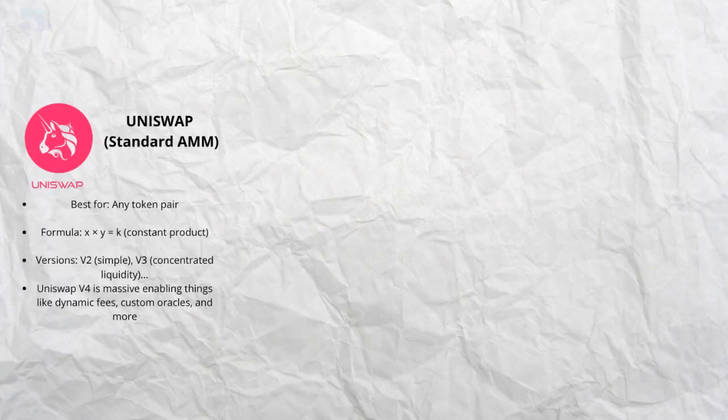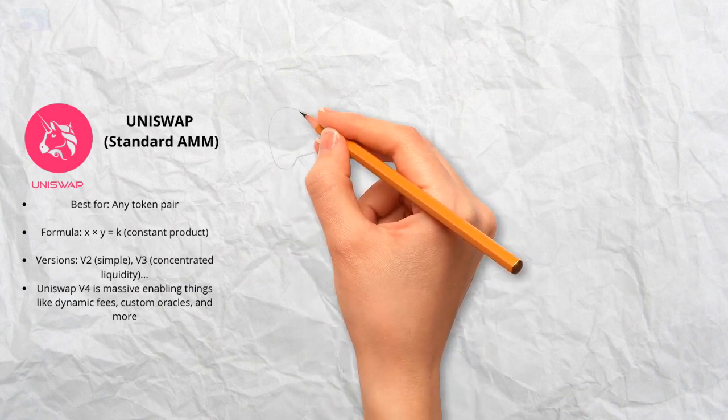Now that you understand the basics, let's look at how different protocols optimize for different use cases. Uniswap, standard AMM, best for any token pair. Formula: X times Y equals K, constant product. Versions: V2, simple; V3, concentrated liquidity; V4, hooks and customization, launched 2024. Uniswap V4 is massive. It allows developers to customize pool behavior with hooks, enabling things like dynamic fees, custom oracles, and time-weighted average price (TWAP) integration.